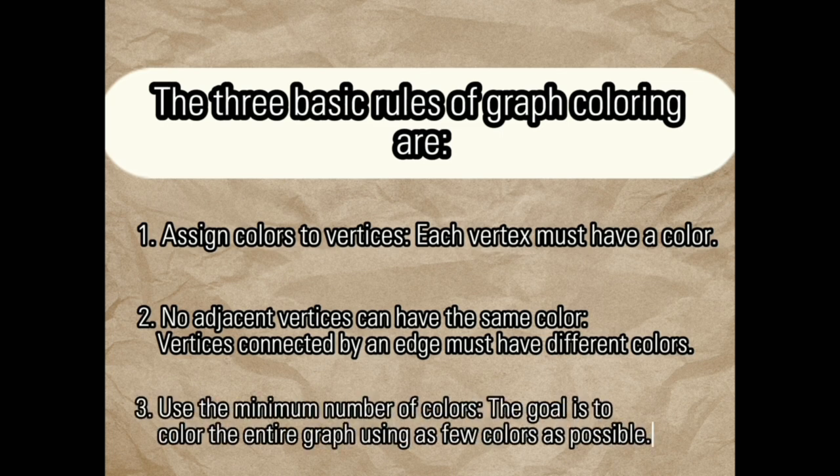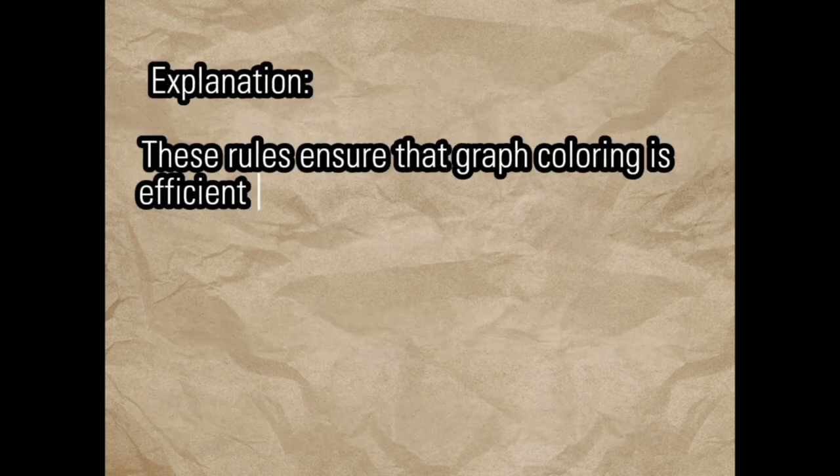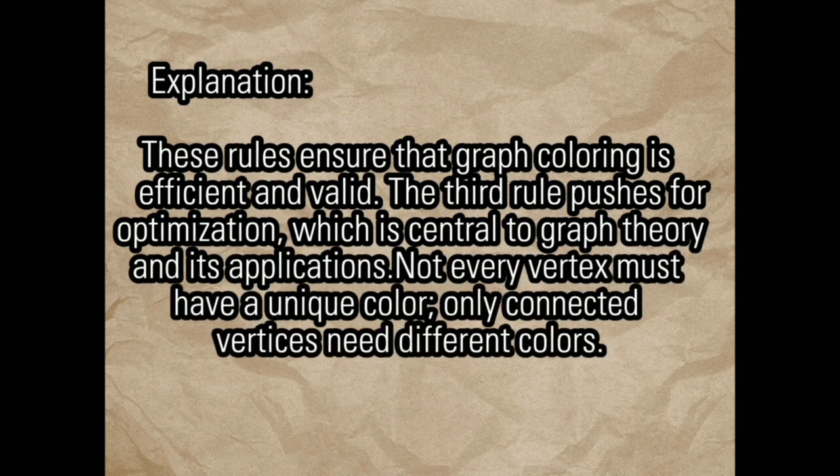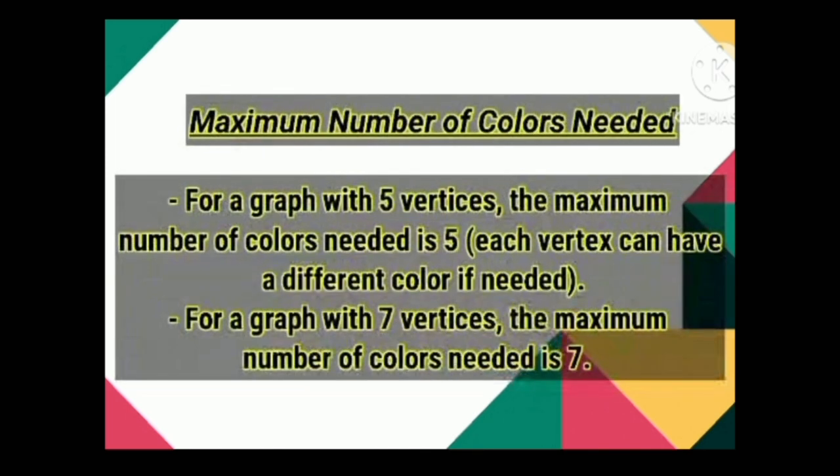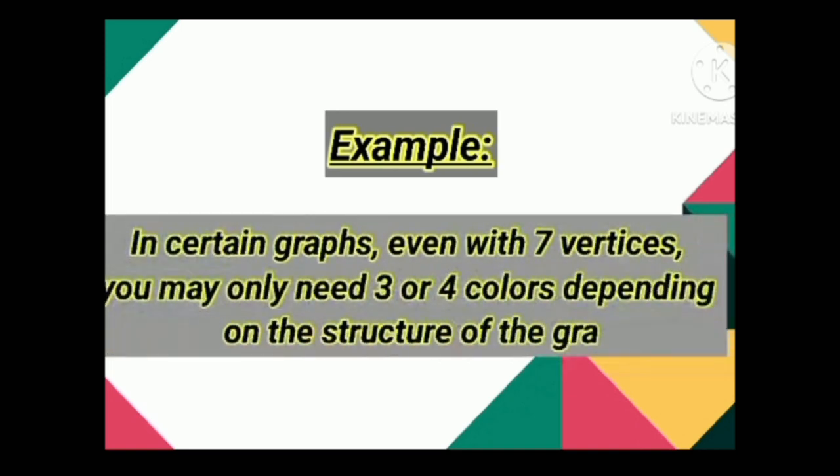Use the minimum number of colors. The goal is to color the entire graph using as few colors as possible. These rules ensure that graph coloring is efficient and valid. The third rule pushes for optimization, which is central to graph theory and its applications. Not every vertex must have a unique color. Only connected vertices need different colors. The maximum number of colors needed for a graph equals the number of its vertices, but typically fewer colors are required based on the graph structure.